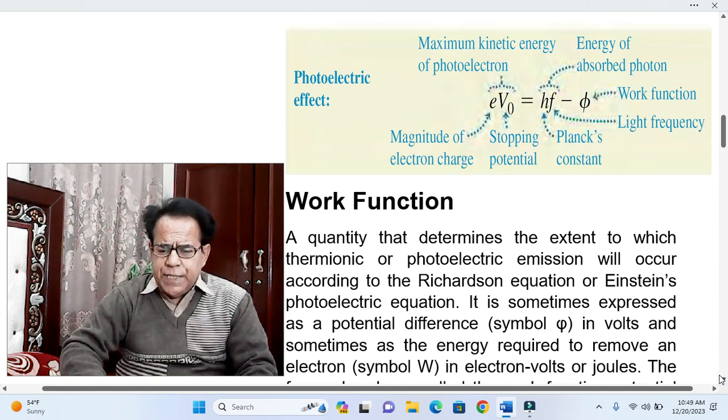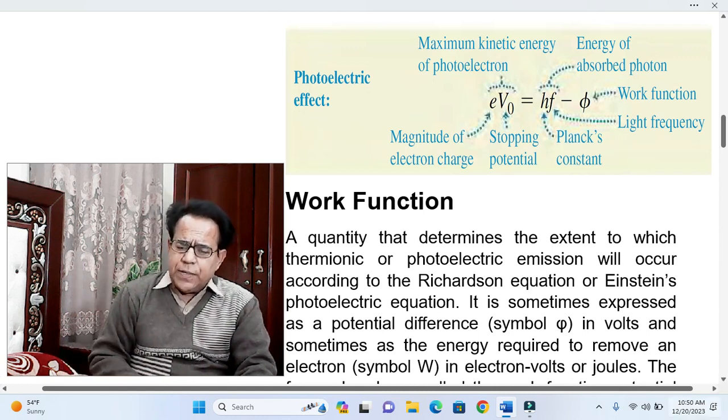eV0 is equal to hf minus phi. Phi is the work function, where eV0 is the maximum kinetic energy of the photoelectron, in which e is the magnitude of electron charge and V0 is the stopping potential. hf is the energy of the absorbed photon, in which h is Planck's constant and f is the light frequency.